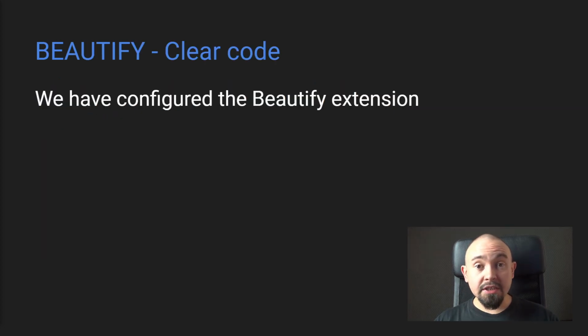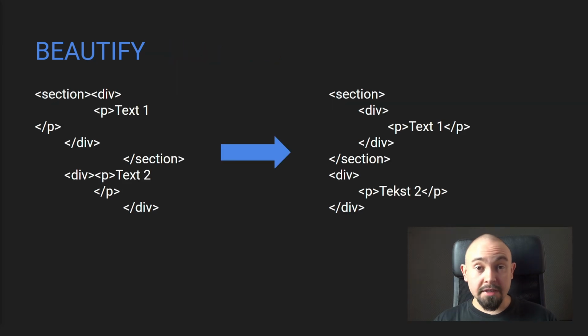The second extension and the first one we had to install ourselves was Beautify. Beautify helps us to make our code cleaner and more readable. How does it do it? For example, by correctly formatting our file structure.